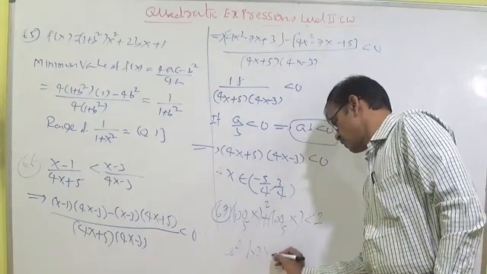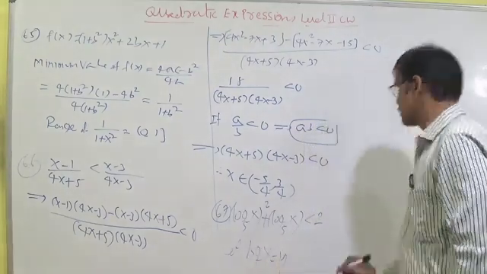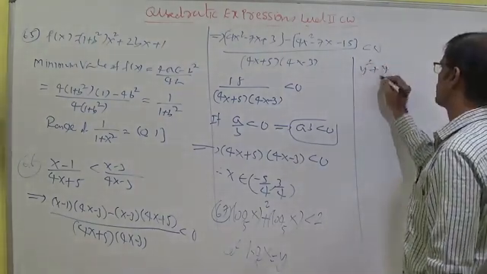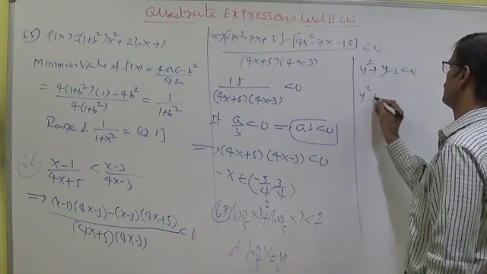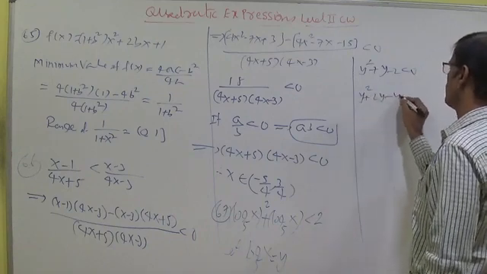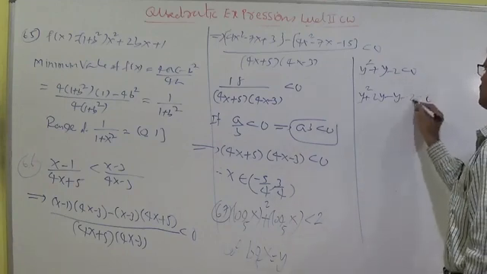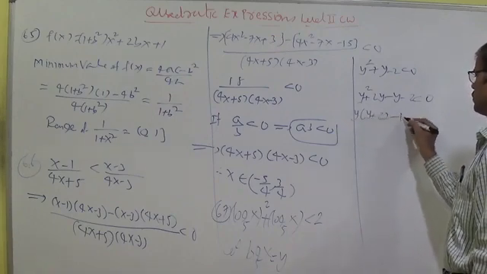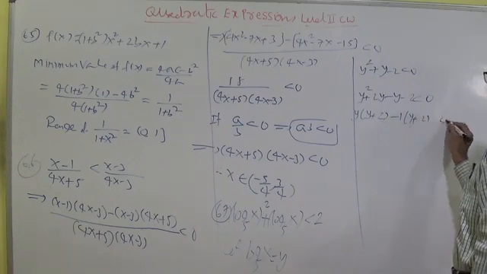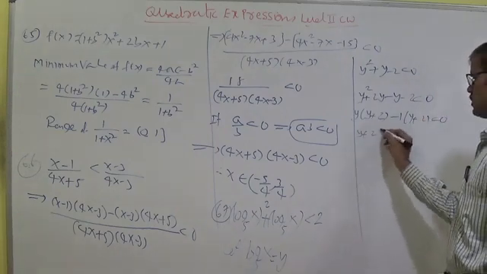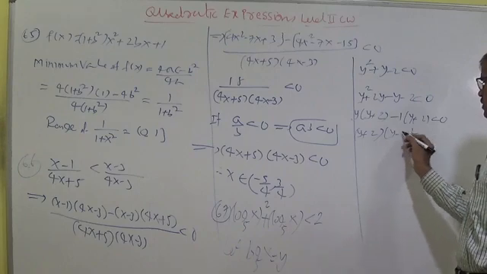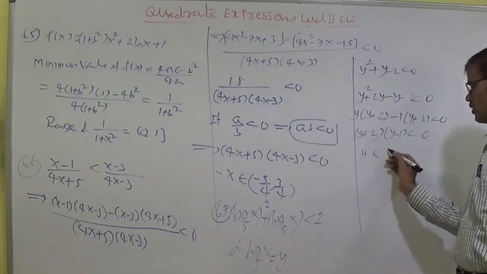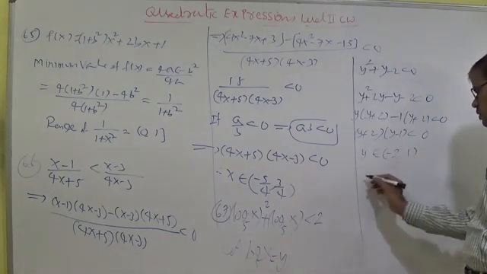Let log x base 5 be equal to y. Considering y, you can write y square plus y minus 2 less than 0. By splitting the middle term, y square plus 2y minus y minus 2 less than 0. Taking y as common, y into (y plus 2) minus 1 into (y plus 2) less than 0. So you write (y plus 2) into (y minus 1) less than 0. So y belongs to the open interval minus 2 comma 1.